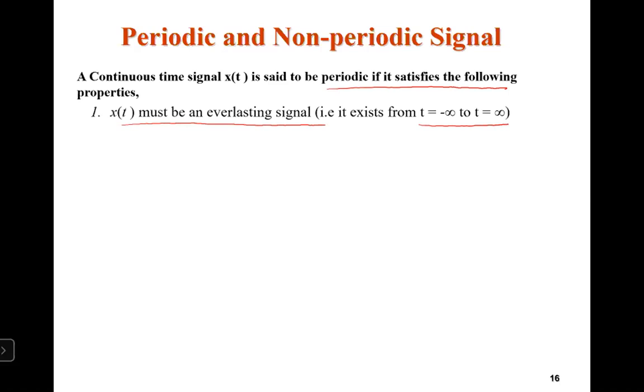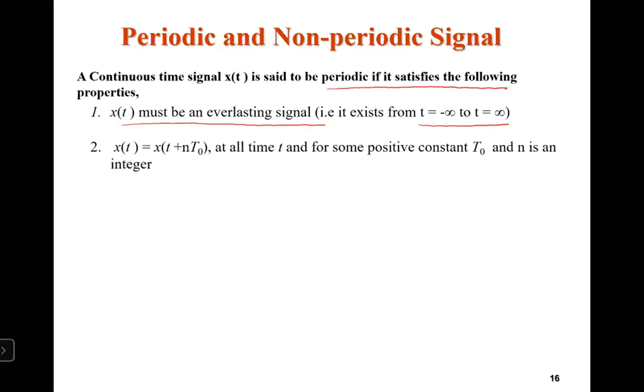The signal will always be there. It is not that the signal exists from 0 to 5 seconds and after that the signal is not there. It should exist from minus infinity to infinity time. Second condition: x(t) equals x(t plus n T0). That means it should be repeated after a certain interval, for all t, for some positive constant T0. We'll see that with some examples.